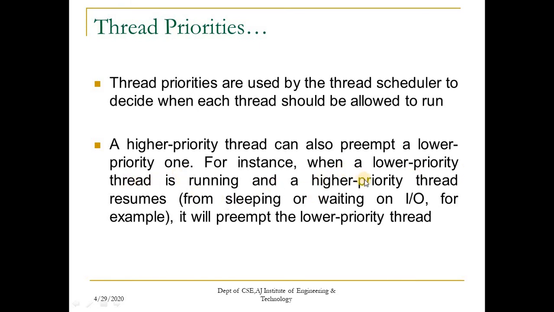For instance, when a low priority thread is running and a higher priority thread resumes, it will preempt the low priority thread. That is, when a low priority thread is executing and a higher priority thread is ready to run, it might be that the thread was sleeping or waiting for input output. In such situations, once the higher priority thread finishes its task, it will resume, that is, it is ready to run. In that case, it will preempt the low priority thread.